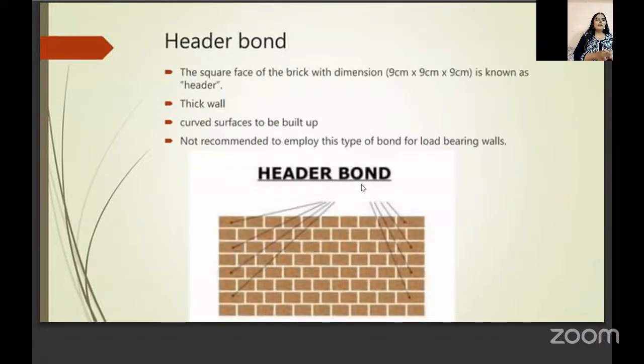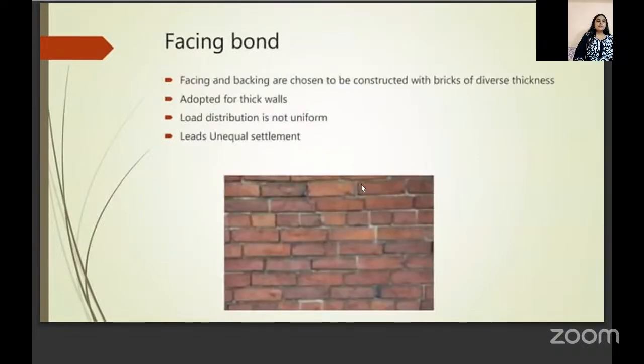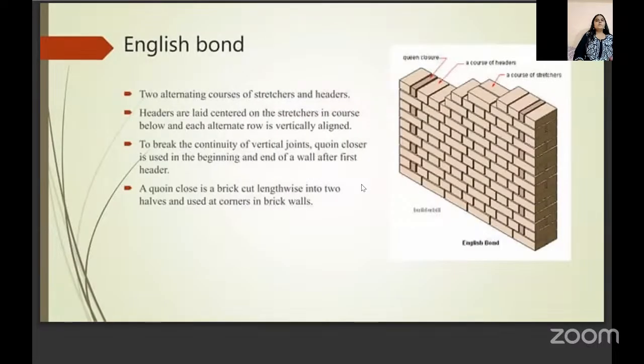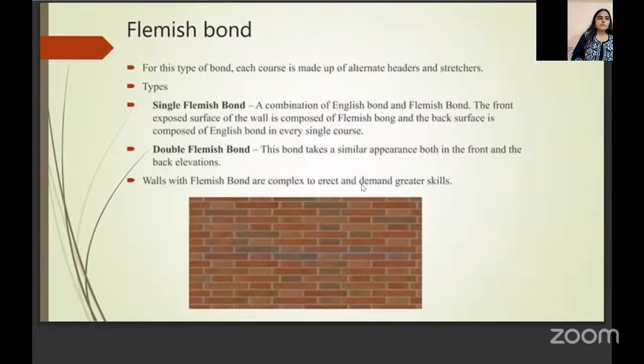Then there is a header bond where the heads of the brick will be in the front, in the facade. This is a thicker wall. If you have to make curved walls, then this type of bond is used. Facing bond, where the facings are in the front. The English bond, which was most common in load bearing walls. And the Flemish bond, which is most common in contemporary buildings in the frame structure.